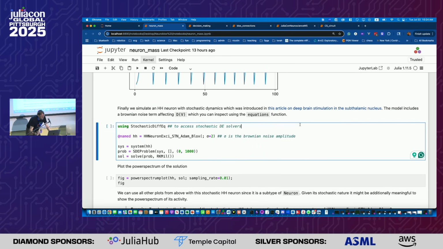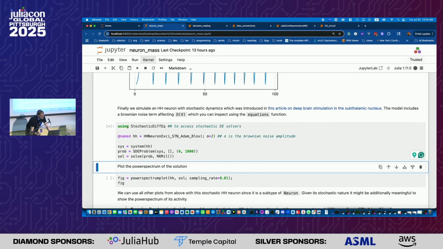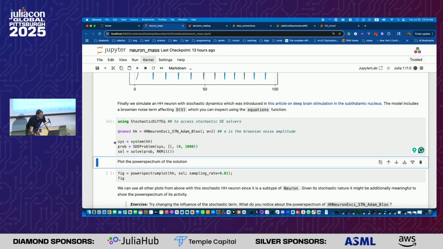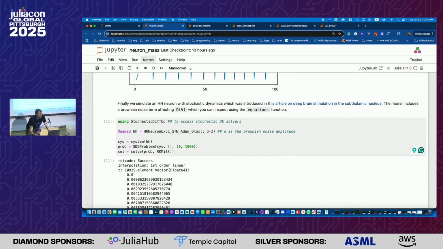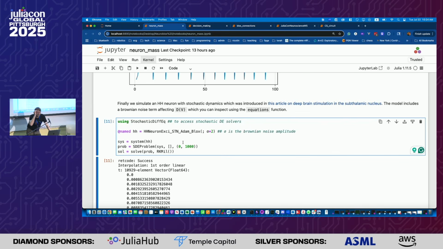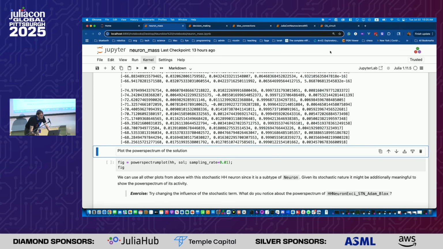We also have stochastic differential equation solvers. So we have, for example, a fancy model of a Hodgkin-Huxley neuron, excitatory. And this is actually a special Hodgkin-Huxley neuron that is modeled by the SDE. And we added here a name. There was a specific researcher that defined this neuron, Adam. And this block, did I execute it already? Yes. Okay.